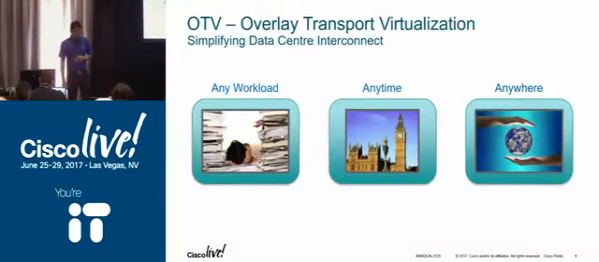Okay. OTV, Overlay Transport Virtualization, will help us achieve these 3 main things. Any workload in that matter would mean applications, be it any kind of high availability protocols, be it any kind of clustering technologies, OTV will be able to provide us services on it. Anytime and anywhere in that matter, as I said before, it is completely agnostic to the underlying transport layer. IP, MPLS, be it anything, OTV will be able to provide us services on top of it.